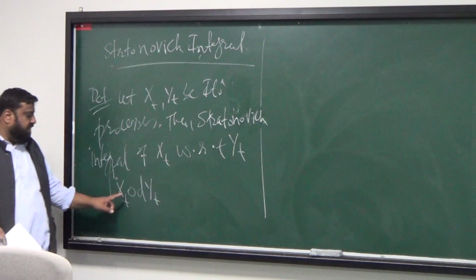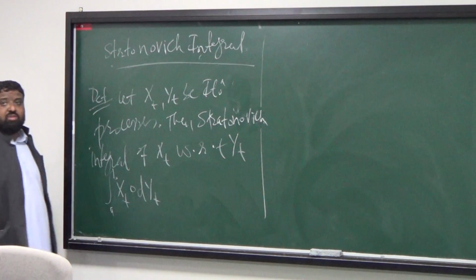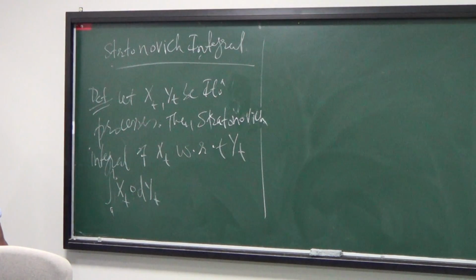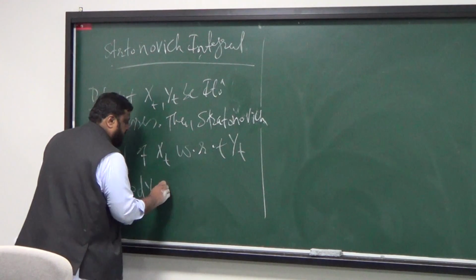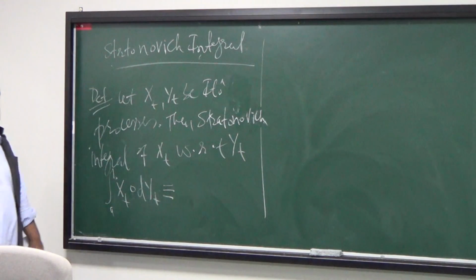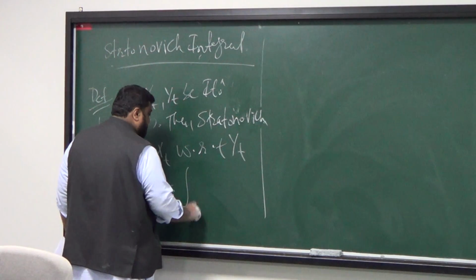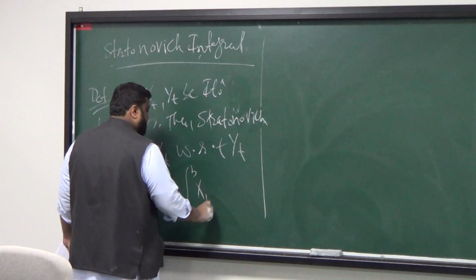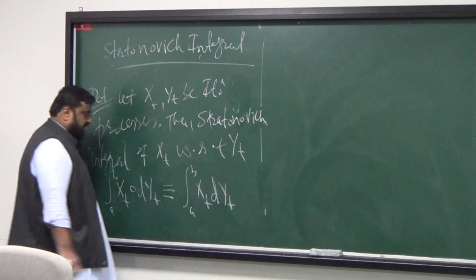Okay, so whenever I'm going to put a circle in between this xt and the differential, I'm going to mean a Stratonovich integral of xt with respect to dyt. So what do you mean by this actually? So what is the meaning of this? The meaning of this is simple. That you take A to B, compute your integral with respect to yt.